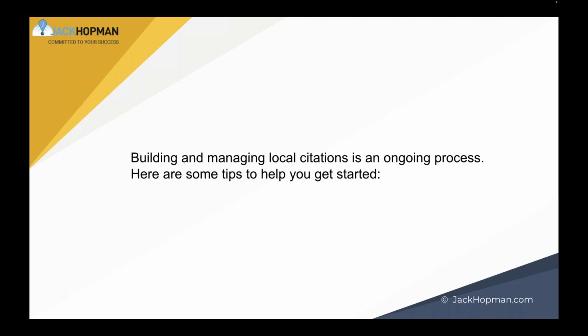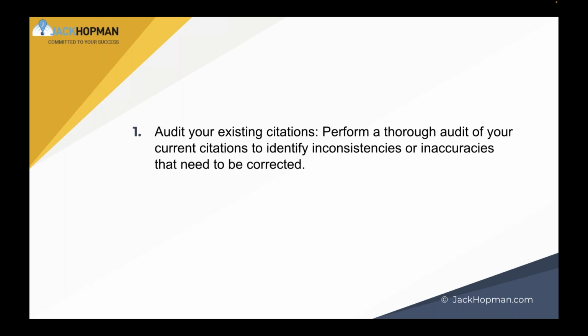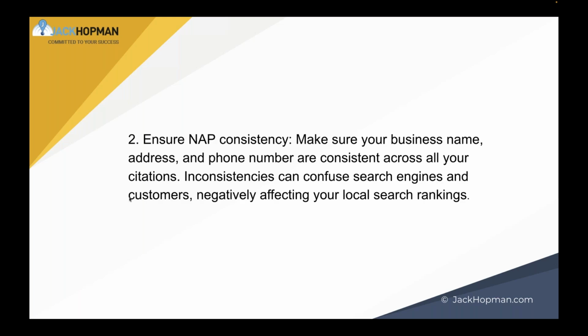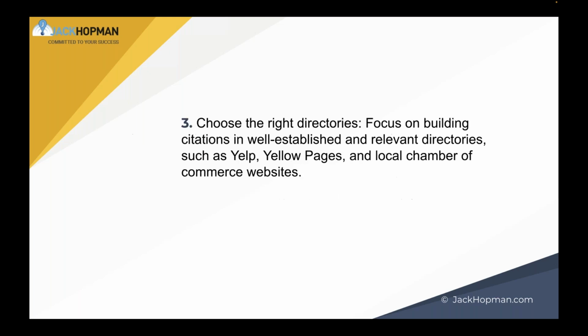Building and managing local citations is an ongoing process. Here are some tips to help you get started. Audit your existing citations. Perform a thorough audit of your current citations. Identify inconsistencies and inaccuracies that need to be corrected. Ensure NAP, name, address, and phone number, are consistent. If not, Google is confused. And what does Google do when confused? It doesn't rank your website high.